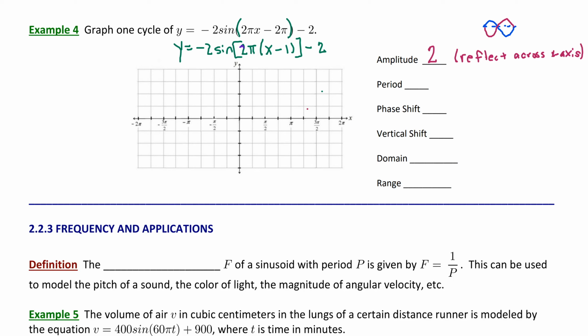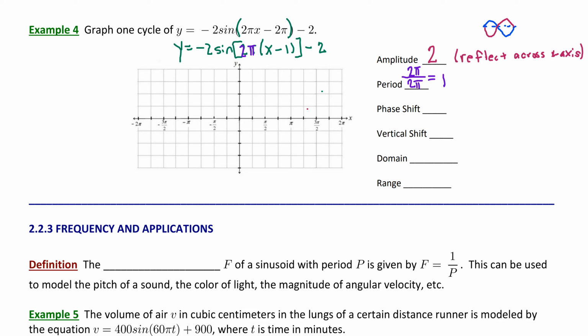So the b, the coefficient of our argument here, is 2 pi. To find the new period, I'm going to take the original period of sine, which is 2 pi, and divide by that coefficient b to get the new period. So in 1 unit on the x-axis, our sine wave will achieve 1 fundamental cycle.